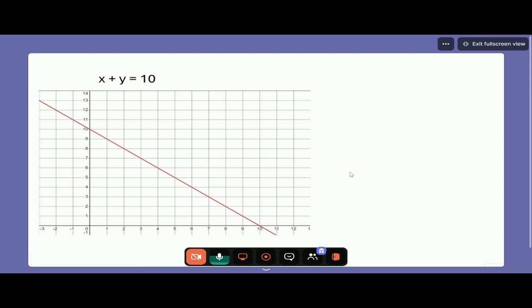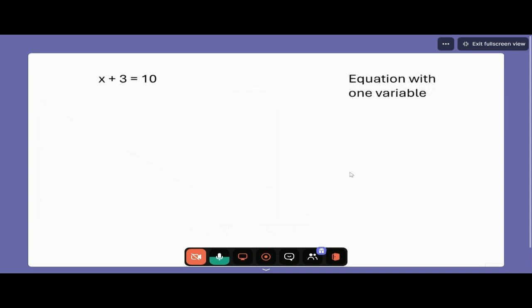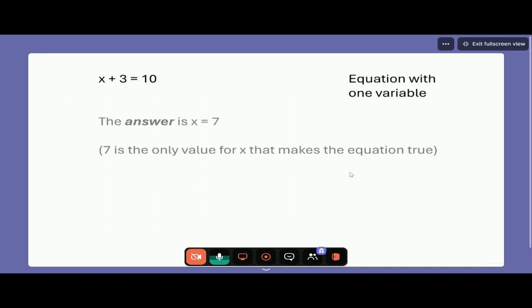Okay, so carrying on, that means that this picture, which we call a graph, is the answer to the equation x plus y equals 10. I'm just going to drive this home one more time here. Go back to an equation with one variable, x plus 3 equals 10. What is the answer? x equals 7, because that is the only value in the universe that makes the left side equal to the right side.